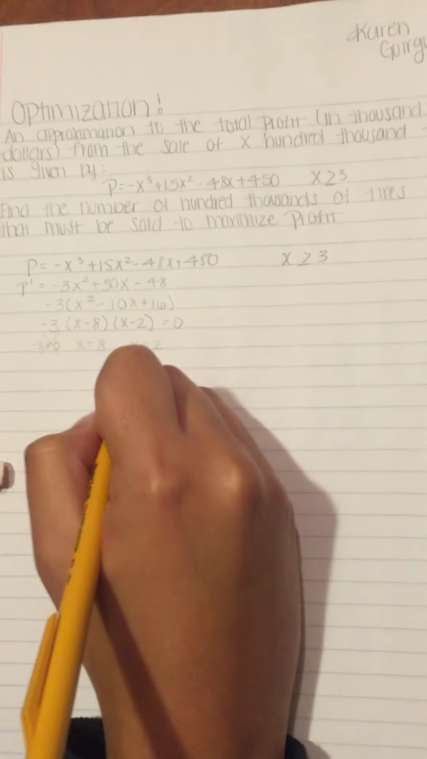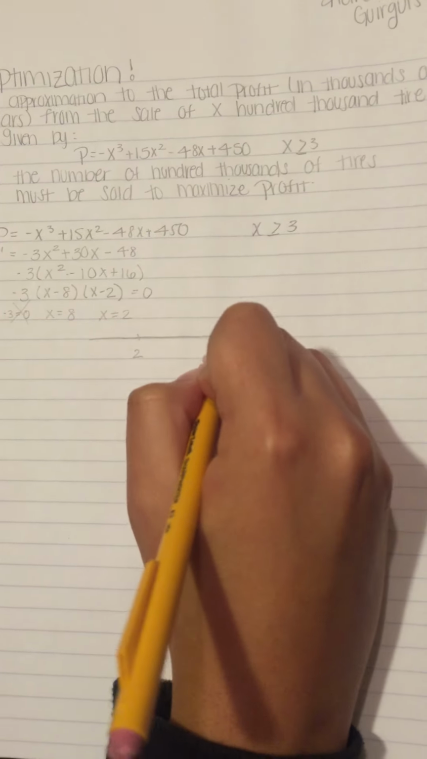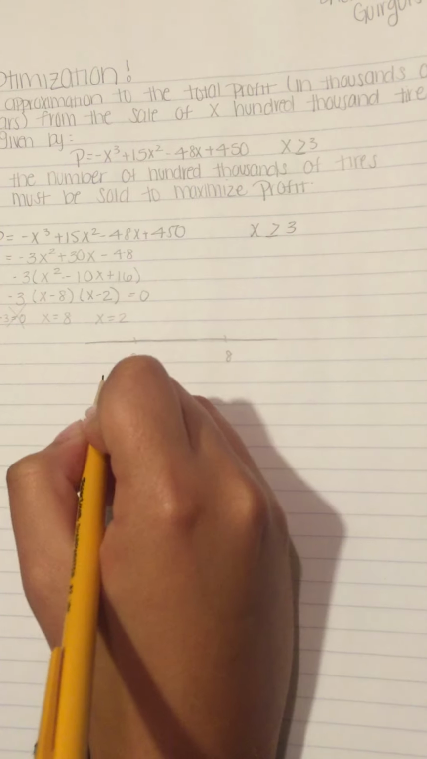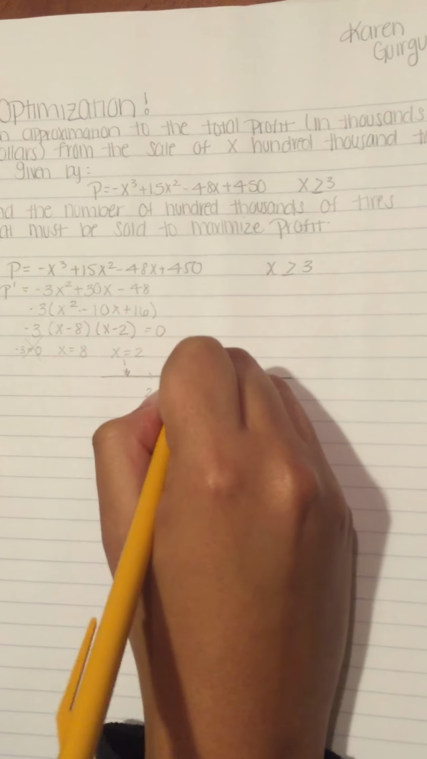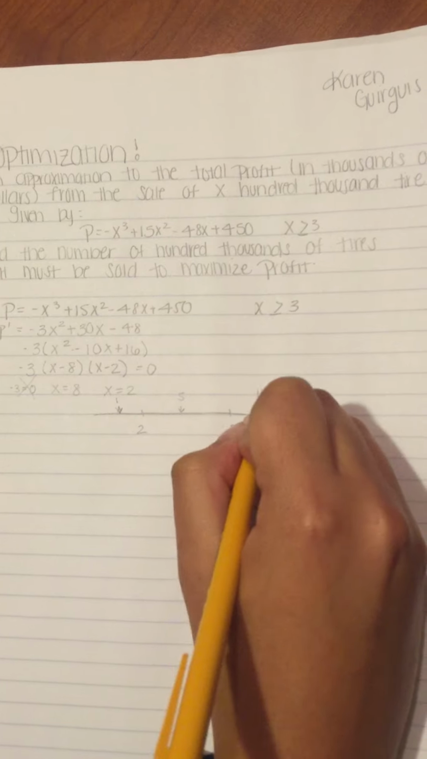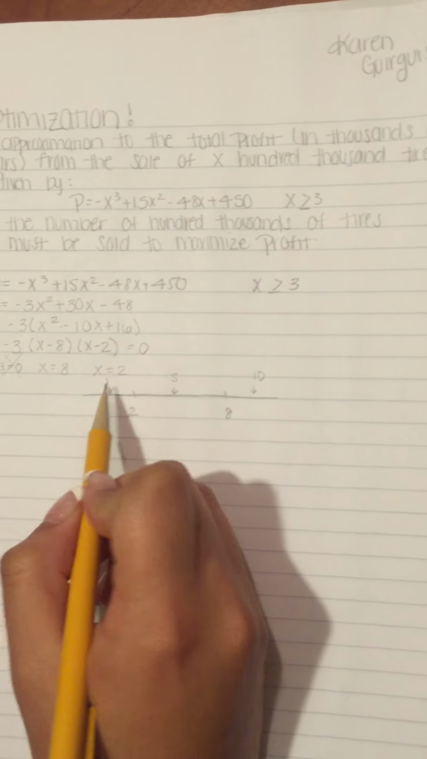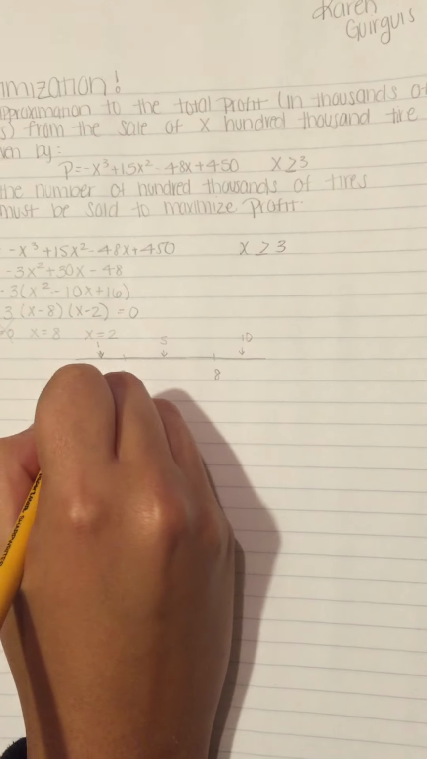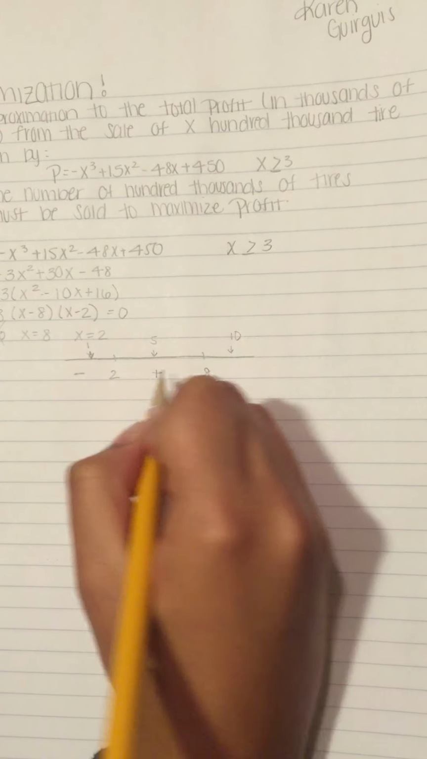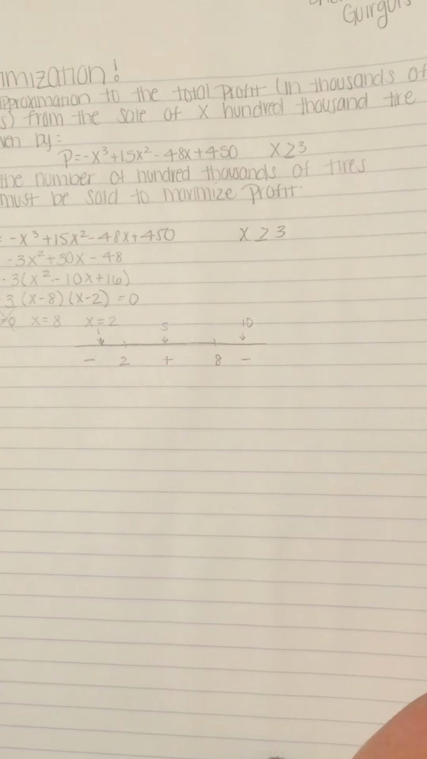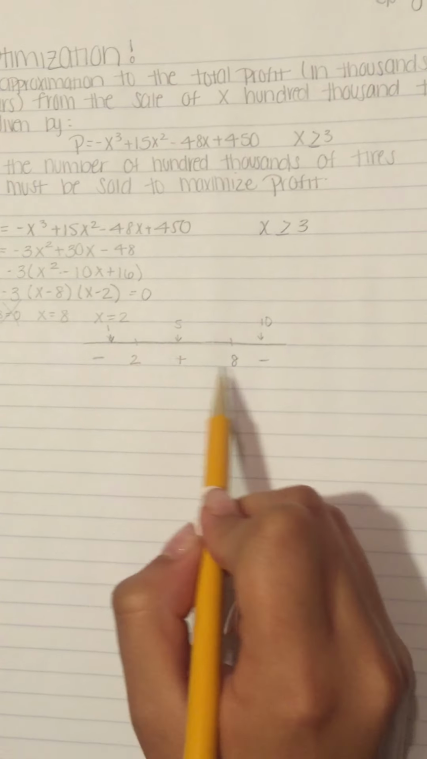Next, we are going to do a number line, and we're going to put 8 and 2 on the number line. Okay, and now we're going to plug in numbers right here. We'll do 1, we'll do 5, and we'll do 10. So when you plug in 1 into your first derivative, you're going to get a negative here. When you plug in 5 here, you are going to get a positive. And when you plug in 10, you're going to get a negative. So now we have a negative, positive, and a negative.